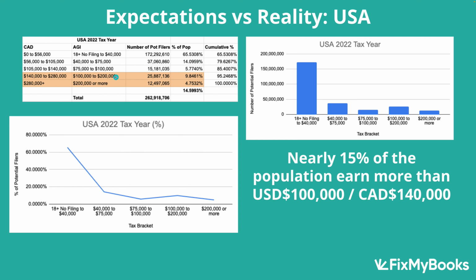So when we're looking at $140,000 and over, you've got nearly 15% of the population, 14.6%, earning 140,000 Canadian dollars plus. Whereas in Canada, this is drastically lower, like overwhelmingly lower.